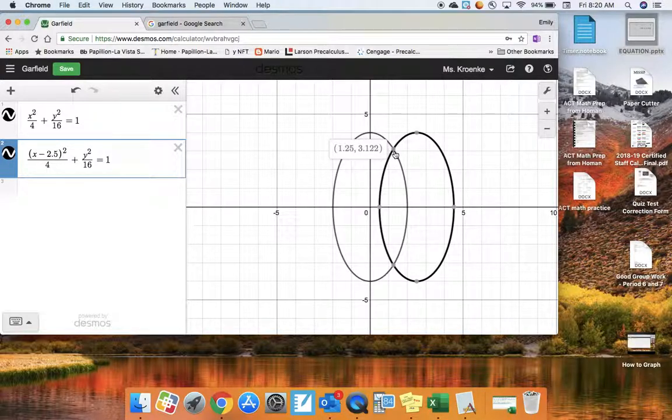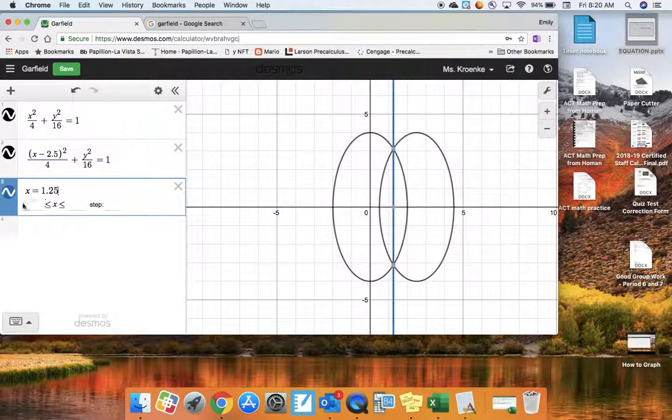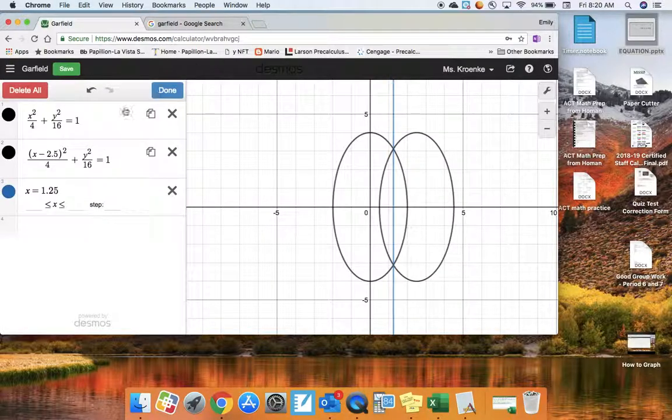So if I hover over this point right here, the ordered pair is 1.25, 3.122. So I want a vertical line connecting those 2 points. So that would be like the middle of the eyes. So that equation of a vertical line would be x equals 1.25. And I'm going to go to the settings here. I'm going to change that to black so that it mixes in with the other graphs.